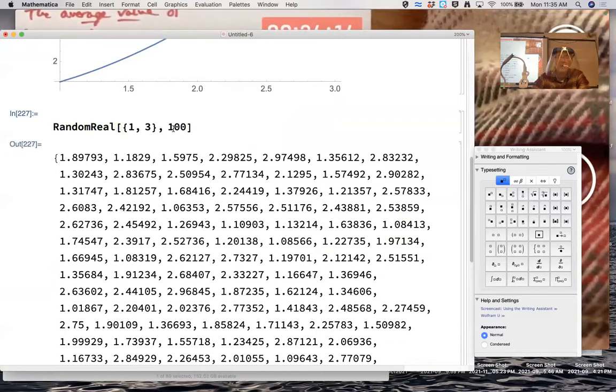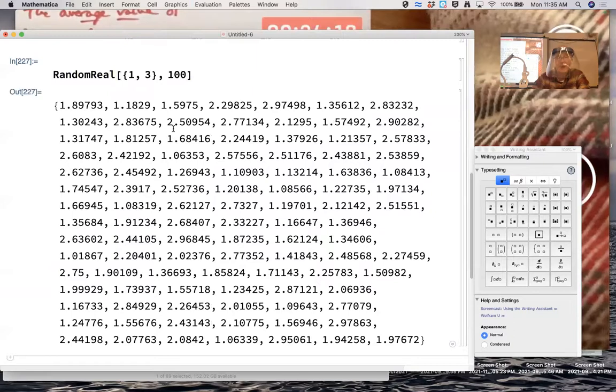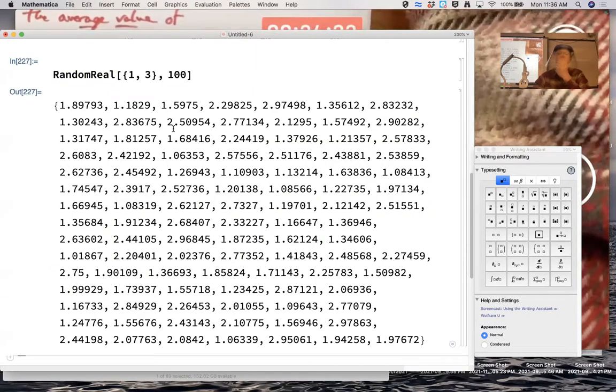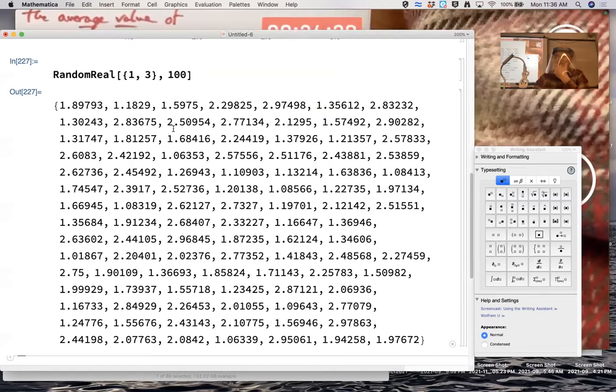Those 100 numbers between 1 and 3 are generated in a random way. And if you think about it, if you got enough of them, if it's truly random, they should average out to close to 2, right? Because 2 is halfway between 1 and 3.